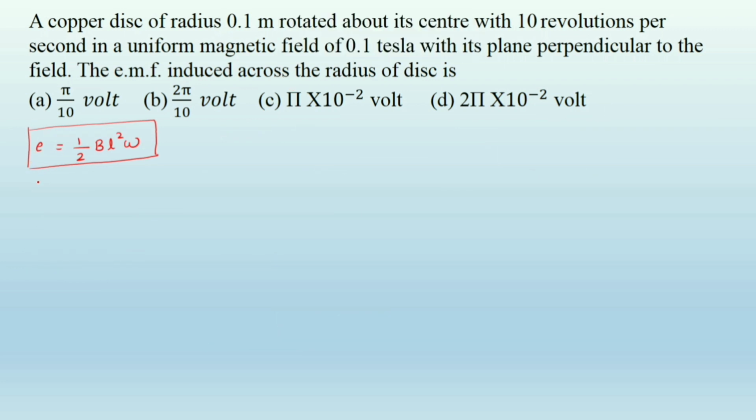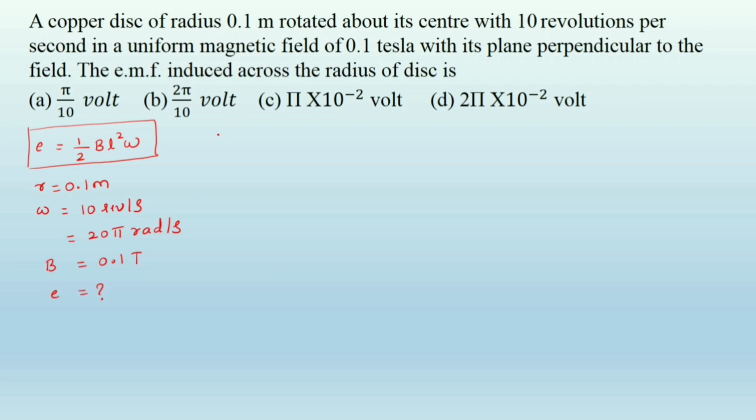In this problem, the radius is given as 0.1 meter. The angular velocity is given as 10 revolutions per second. 1 revolution equals 2 pi radian, so we should write it in terms of radian per second. That will be 20 pi radian per second, because 1 revolution equals 2 pi radian. And the magnetic field is given as 0.1 Tesla. We have to calculate the EMF E induced across the disk.